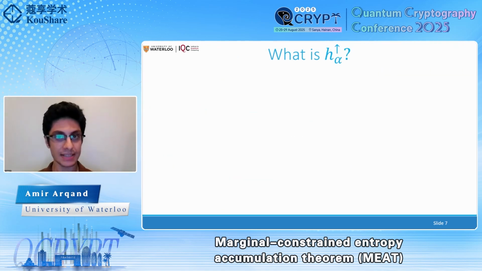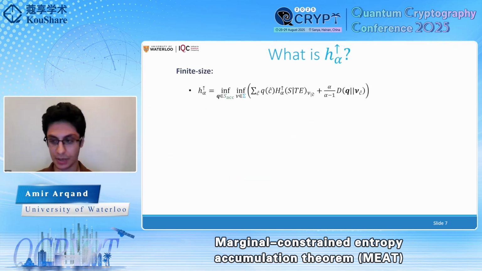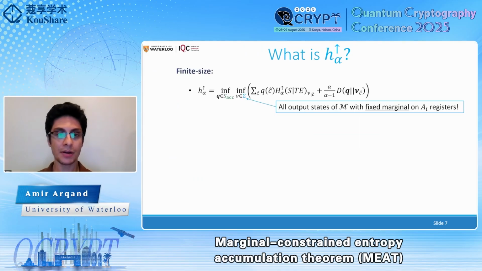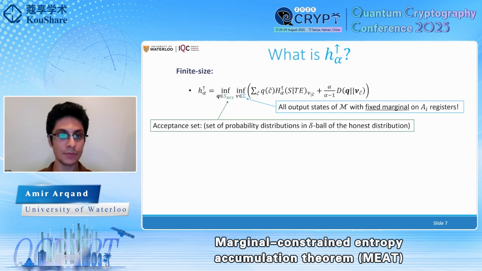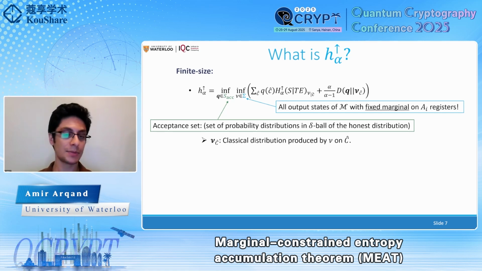Okay, but what is this single rank quantity exactly? So for that, let's look in more detail. It turns out that the single rank quantity is given by the following optimization, where the inner optimization is over all the output states of the M channel with fixed marginals, and the outer optimization is over the acceptance set, which is essentially a set of probability distributions that are delta close to the honest distribution. And for the objective function, the first term is just a linear combination of conditional entropies. And the second one is basically a classical relative entropy between the distributions in the acceptance set and the distributions that are actually being generated by these M channels.